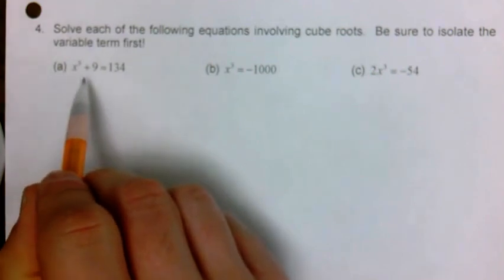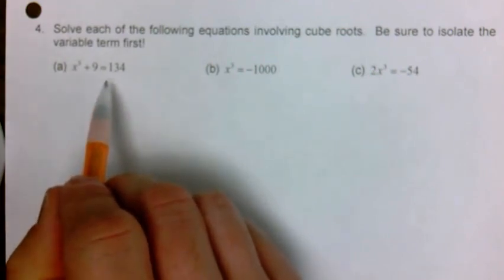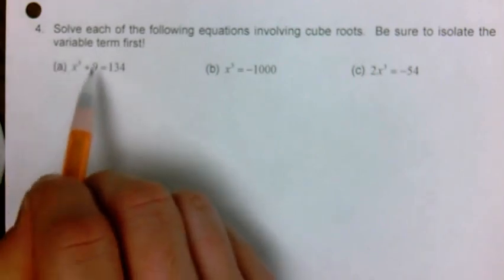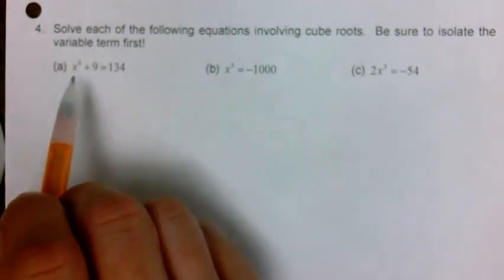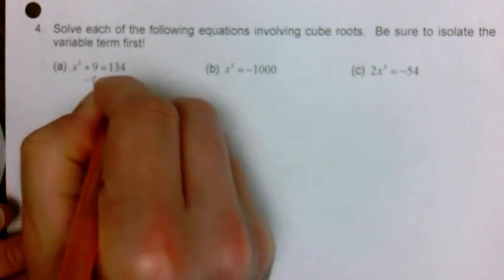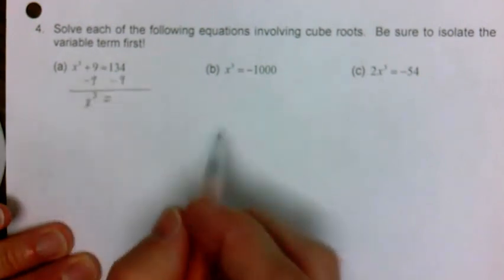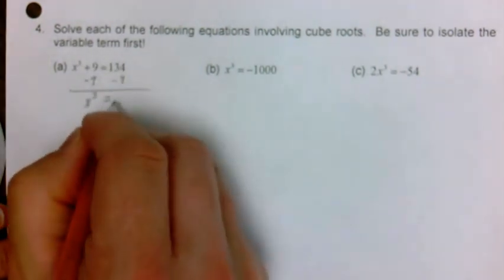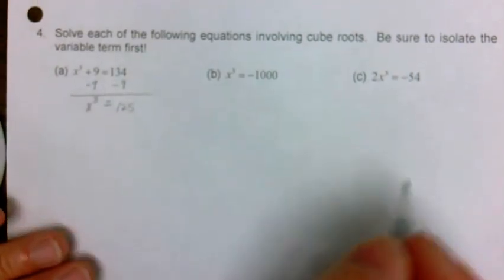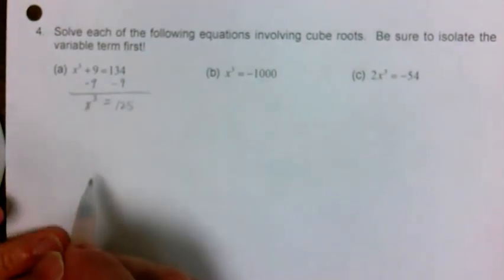Now that we've done a nice review of cube roots, let's go ahead and solve some equations where the variable has been cubed. Be sure to isolate the variable term first, just like we have done in our previous equations. Here we have x cubed plus 9 is equal to 134. We've got to get x cubed alone. We've got to isolate it. So it's got this constant of 9 next to it. We're going to subtract 9 on each side. And that's going to get x cubed by itself on the left, since 9 minus 9 is 0. 134 minus 9 is 125. So x cubed equals 125.